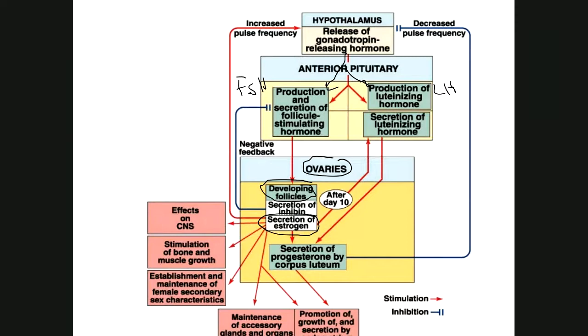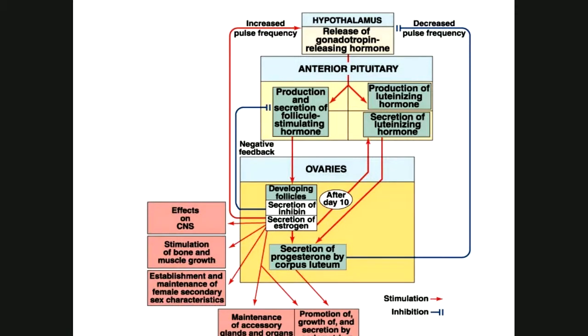And then remember what's going to happen on around day 14. We're going to get a spike of this, a spike of this, a spike of this. We're going to get ovulation. But remember, this also is going to cause that follicle to become a corpus luteum. So now we're going to have both estrogen and progesterone. And remember, that's going to cause the uterus to become not only big, but secretory. And then when you don't have this, and you don't have this, and you don't have this, everything sloughs off.